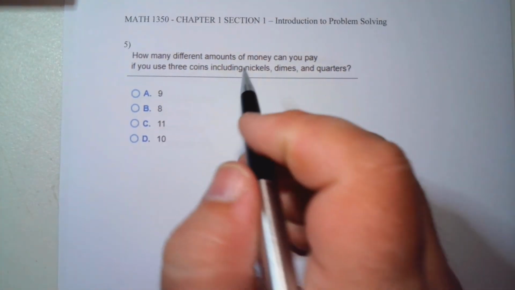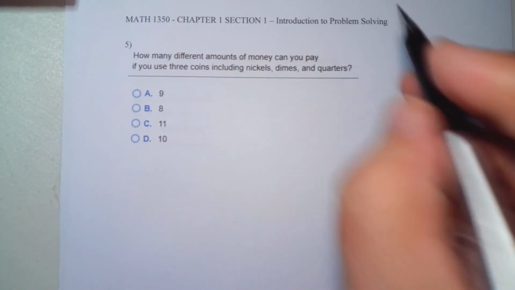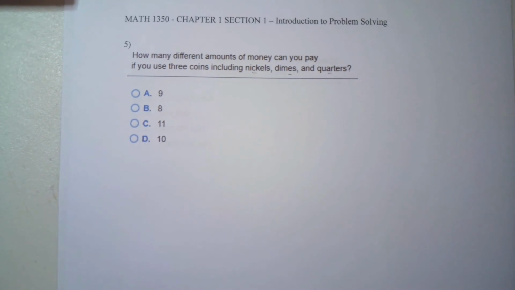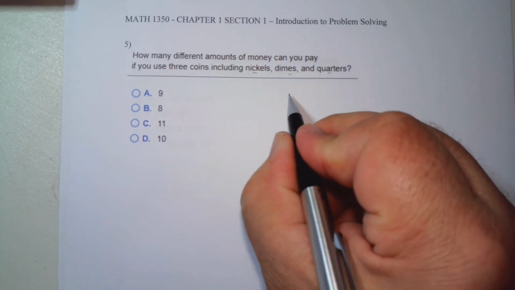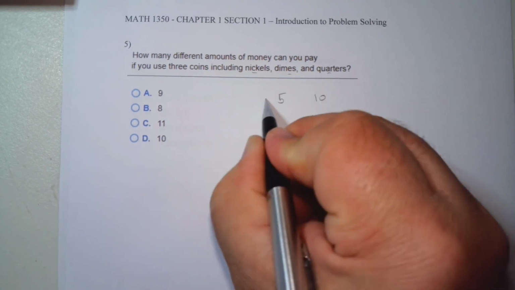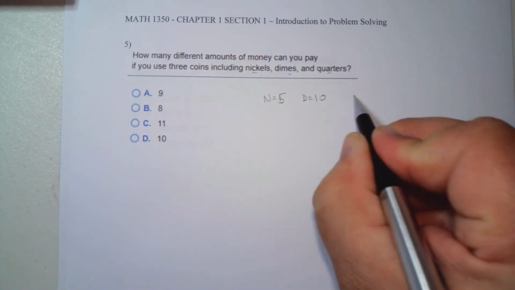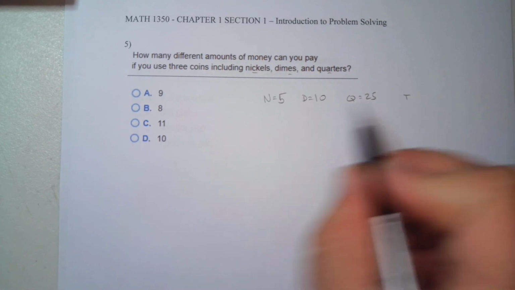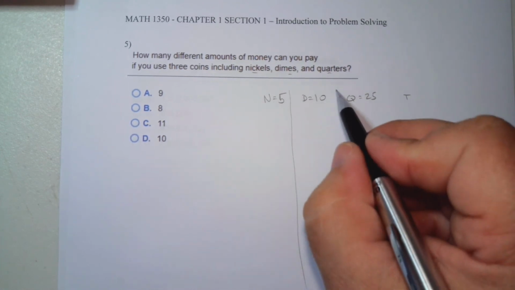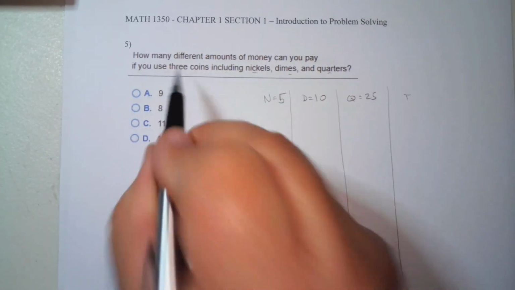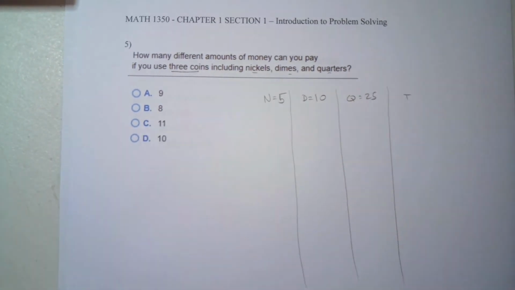How many different amounts of money can you pay if you use 3 coins? Nickels, dimes, and quarters. So you have to use nickels, dimes, and quarters, and only have 3 coins. Nickels are 5, dimes are 10. So nickels, dimes, and quarters. Let's see, how many different ways? Because it's asking how many different amounts of money can you pay if you use 3 coins. There's limitations.